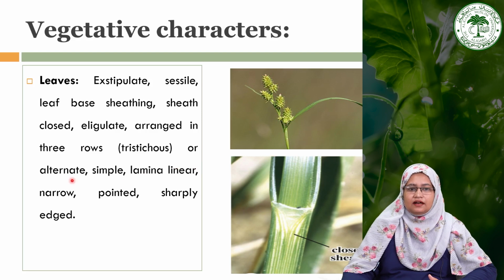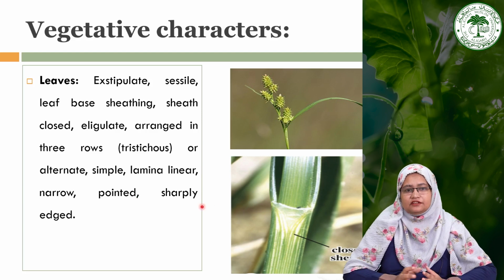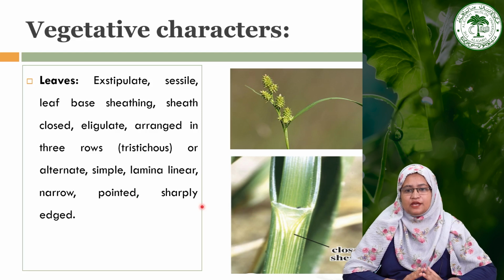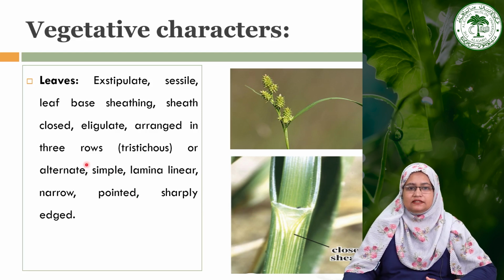The leaves are alternate and simple, and the lamina you can see here is linear, narrow, pointed at the end and sharply edged. These are the characteristics of the leaves of the Cyperaceae family, and the most characteristic are the tristichous arrangement, the ligulate nature, and the closed sheaths. The comparison between Cyperaceae and Poaceae we will discuss in the next lecture.